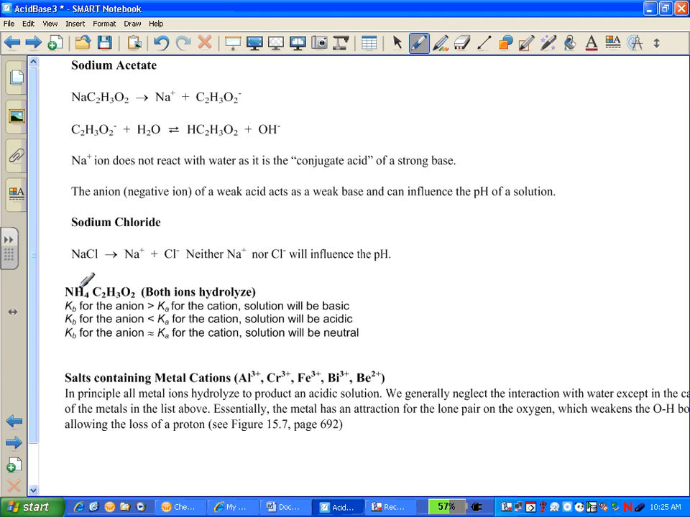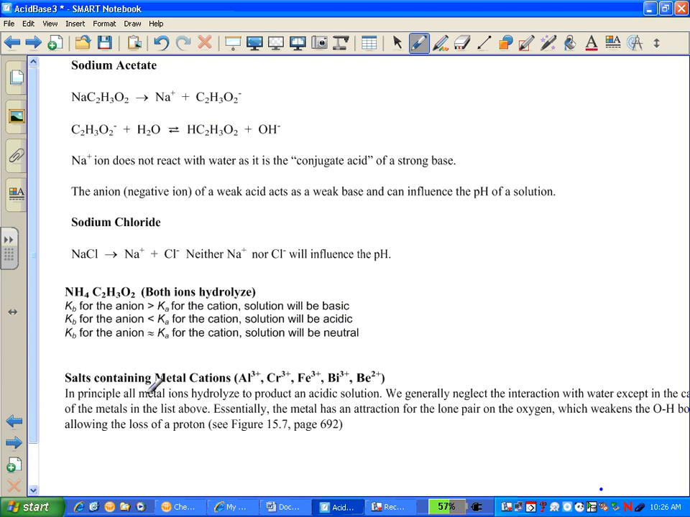Now, in a case where both ions hydrolyze, it's about their relative Kb and Ka. So if the Kb is larger than the Ka, the solution will end up being basic. If the Kb is smaller than the Ka, the solution will be acidic. And if the Kb is approximately equal to the Ka, the solution will be close to neutral. This kind of situation is one we won't deal with in terms of calculations. You may be asked to predict whether it's basic, acidic, or neutral just based on the relative Ka and Kb values.